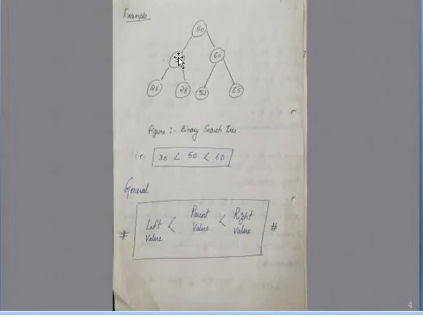In the same way, if I consider this subtree, the left child has the smaller value and the right child has the greater value. In the same way for this node also. So in general, the left child has the smaller value as compared to the parent value, and the right child has the greater value than the parent value.